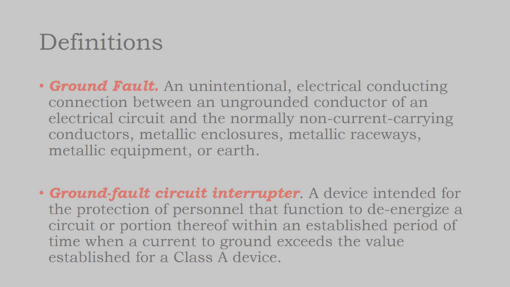Right? So when we do have ground faults, we need to have a path to ground for that ground fault to carry over. And then we have the ground fault circuit interrupter, a device intended for the protection of personnel that functions to de-energize a circuit or a portion of a circuit within an established period of time when a current to ground exceeds the value established for the device.